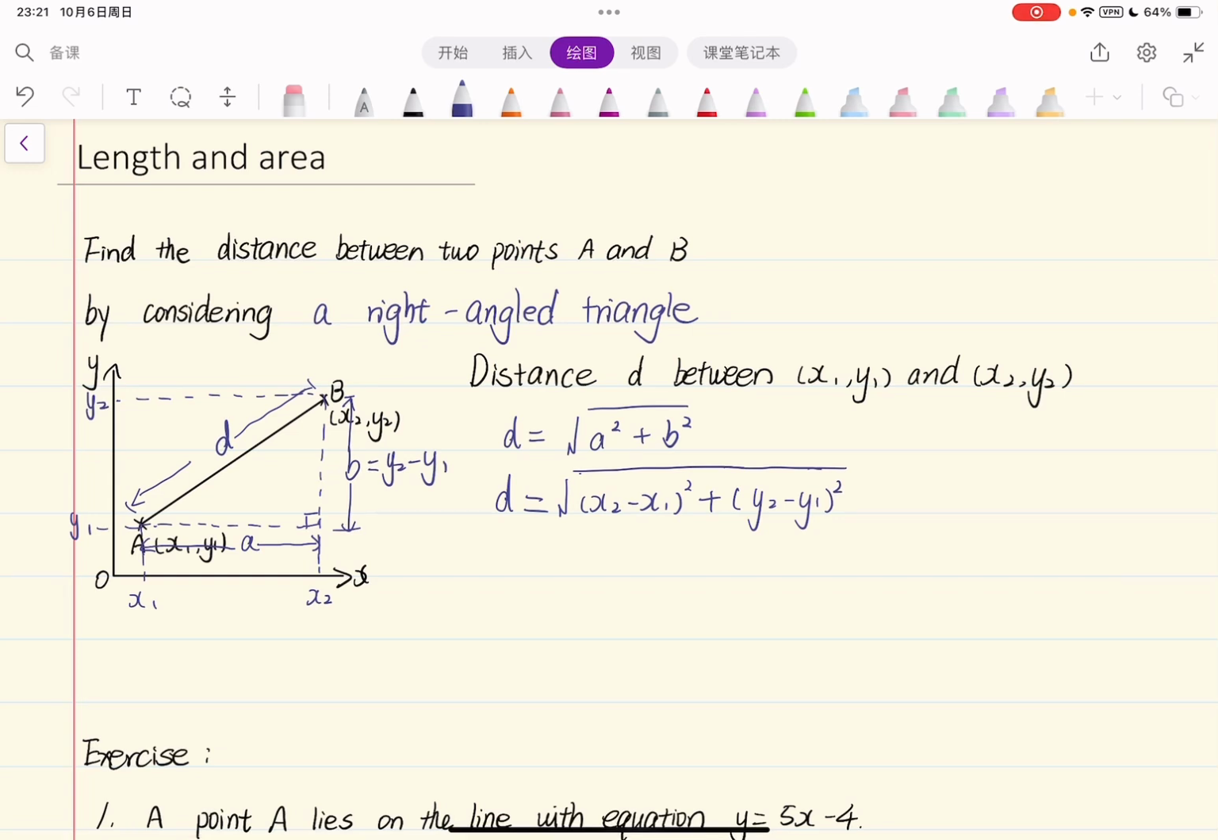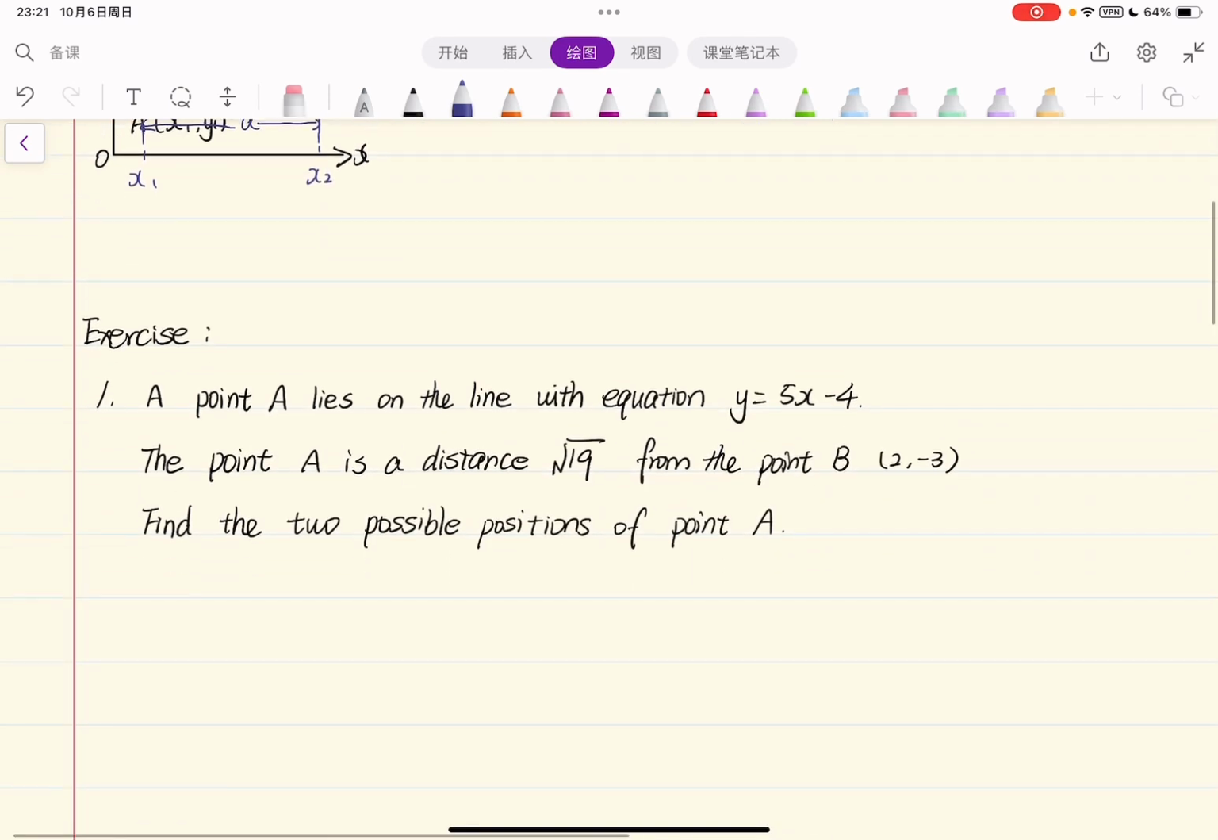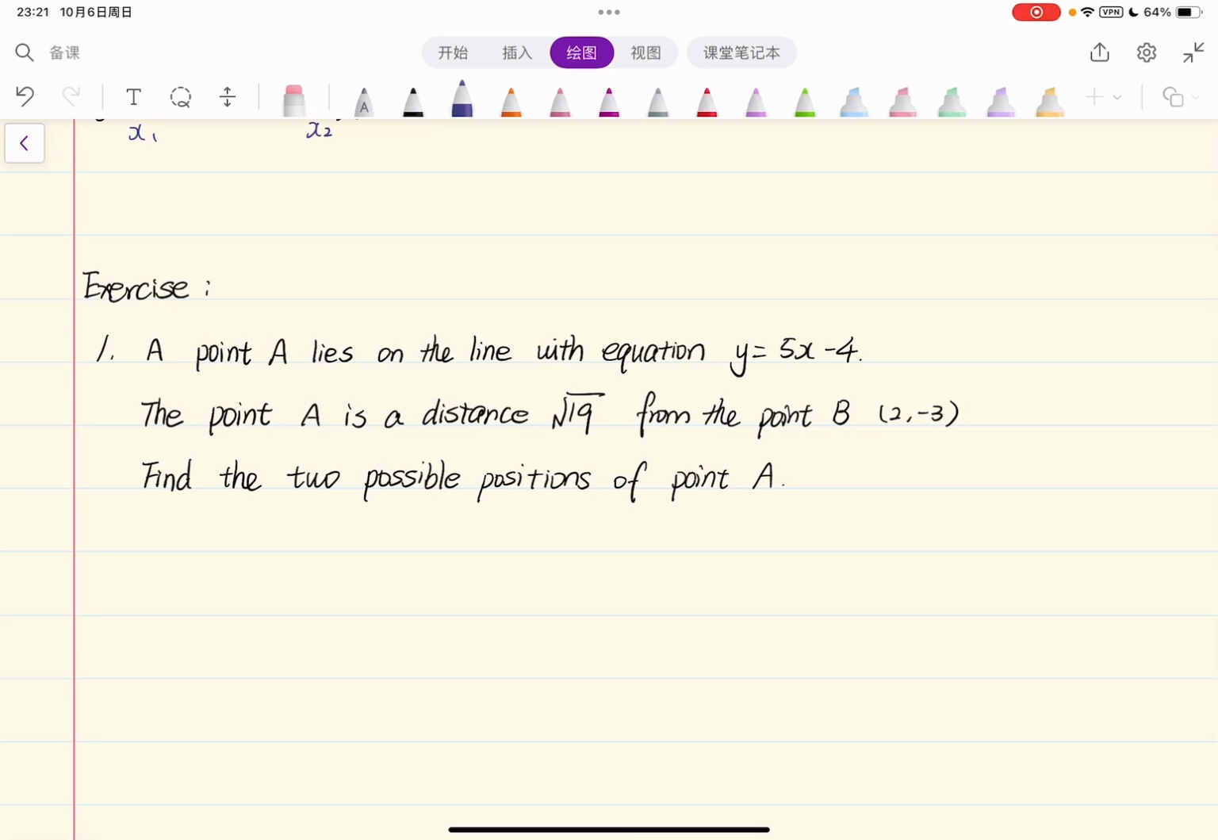Let's see an example question. So a point A lies on the line with equation y equals to 5x minus 4. Point A is the distance square root of 19 from the point B, 2 minus 3, and find two possible positions of point A.